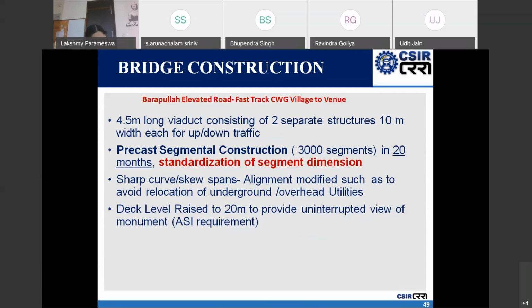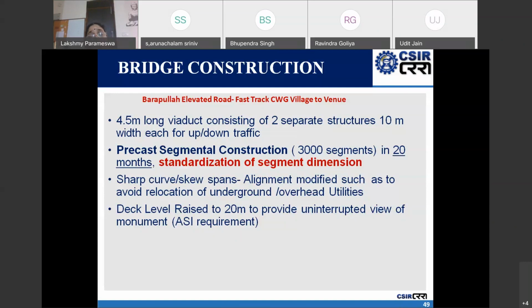But where the span is on a sharp curve or is a skew span, this precast construction may not be possible. So there we have to adopt cast in situ construction. What I want to emphasize is that you may have an elevated roadway, but in the elevated roadway itself, you will have both precast and cast in situ construction together. And also you may have simply supported spans, continuous spans, and cantilever spans together in one structure.